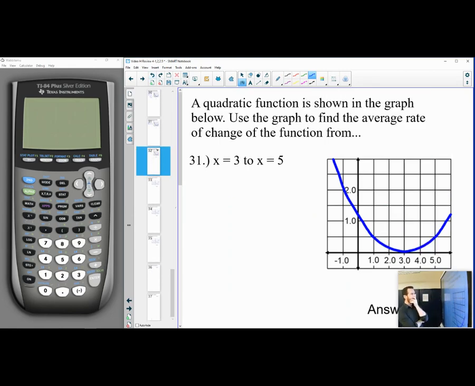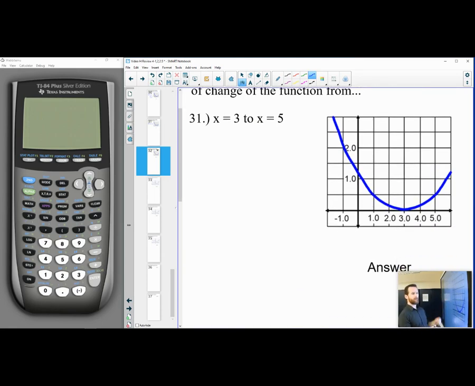Okay. Still the same graph, still the same question, just different starting and ending points. So going from x equals 3 to x equals 5. So x equals 3 is right here. And the point's right there, and x equals 5. Oh, that's not what I meant to happen. Whatever. And then x equals 5 is right there. So that's our ending point.